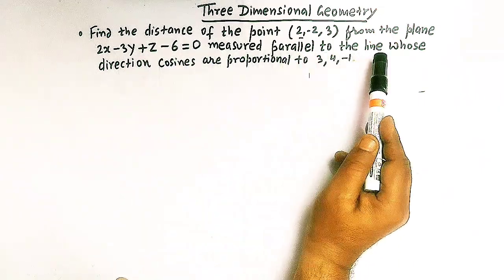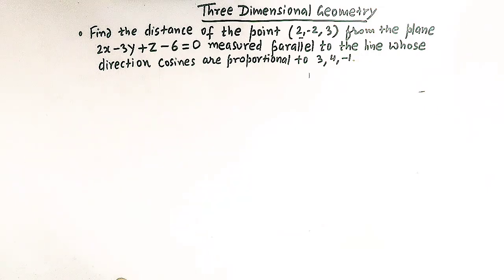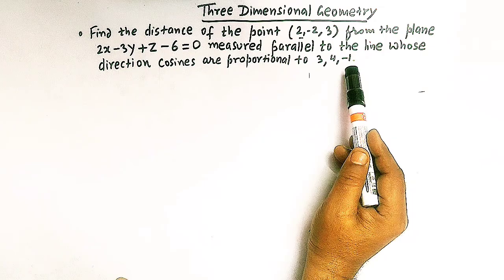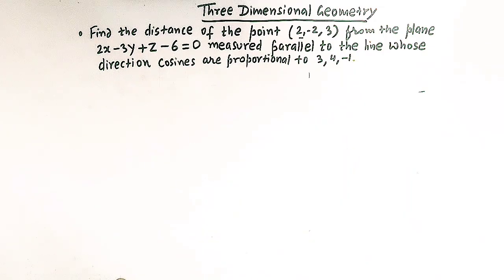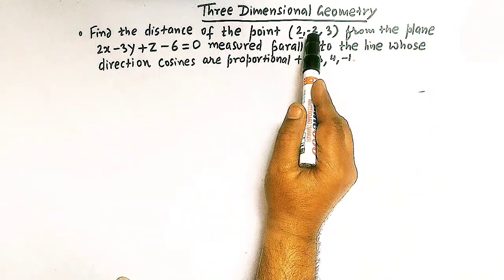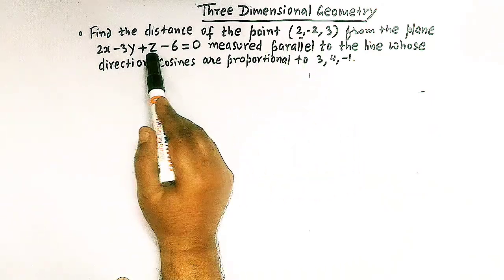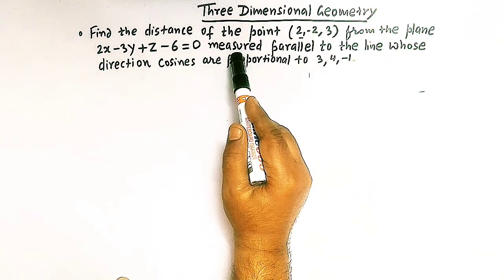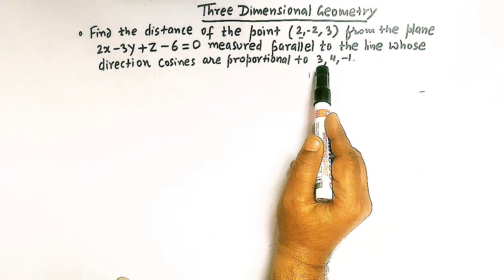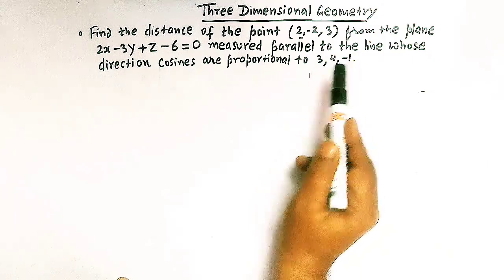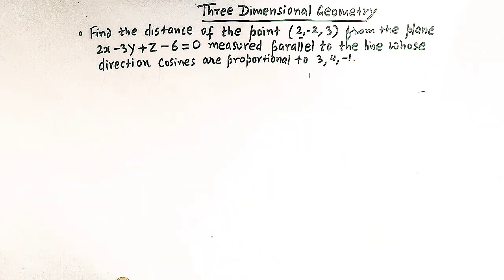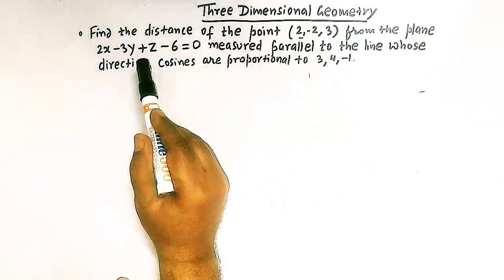We have to find the distance of this point from this plane measured parallel to the line whose direction cosines are proportional to these numbers, that is 3, 4, -1. And the distance has to be measured parallel to the line whose direction cosines are proportional to 3, 4, -1. So here we are not going to find out the perpendicular distance of this point from this plane.